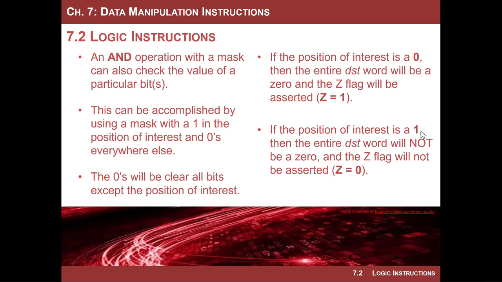Similarly, if the position of interest was a one in the destination, when you ANDed it with a one, the result would be a one. All the other zero positions in the mask would have resulted in a zero, but the destination in that position would have been a one. No matter where it is in the final destination word, it just matters that it's not equal to zero. So you can still use the Z flag to say, no, that was not a zero. Okay, so let's take a look at how that might look.